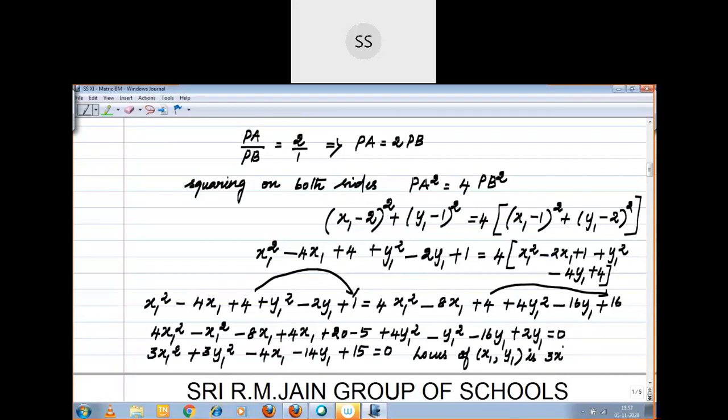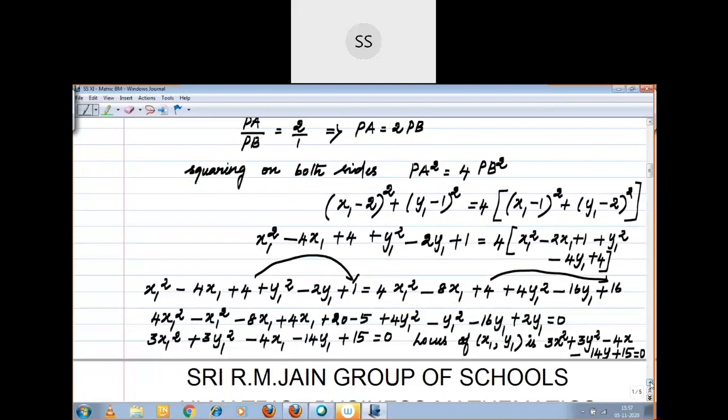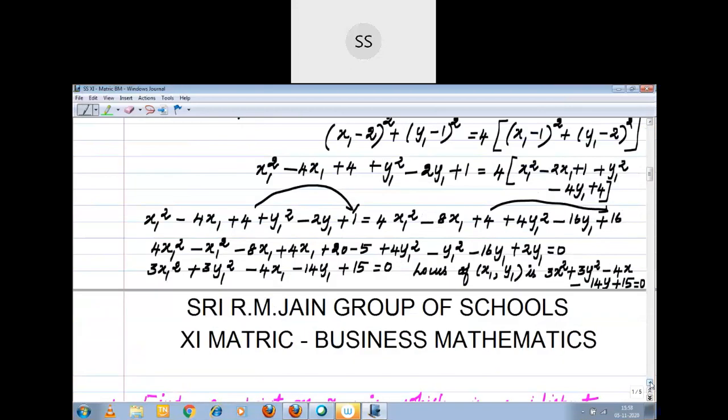Now, the locus of (x1, y1). That means you have to replace x1, y1 in terms of x, y. It is 3x square plus 3y square minus 4x minus 14y plus 15 equals 0. Got it, children? Say yes or no.